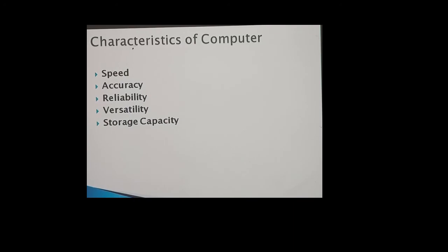Okay, the next characteristic is storage capacity. As compared to human beings or other persons, a computer can store a lot of data for a long time period. Why? Because it can store data permanently in a hard disk, in secondary storage areas.